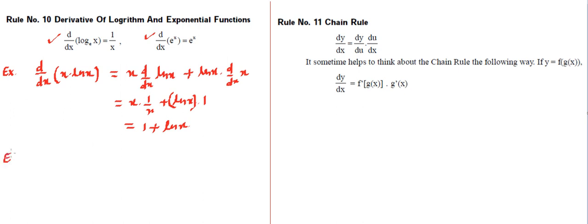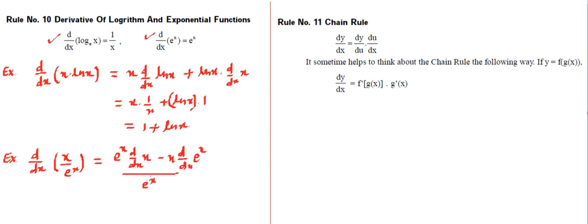Similarly, we can take one more example for the exponential case. So let's say somebody asks to find the value of d upon dx of x upon e raised to power x. So here we can apply the quotient formula, and we will be using the denominator e raised to power x, differentiation of numerator, minus numerator, differentiation of denominator, and then dividing by the square of the denominator. And we can carry out this calculation.